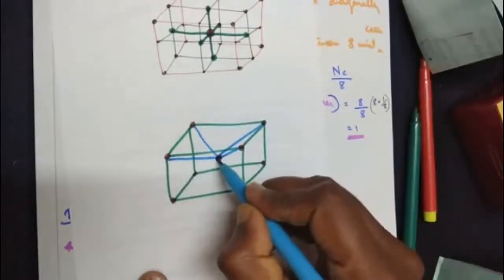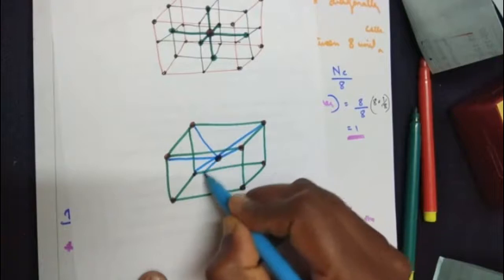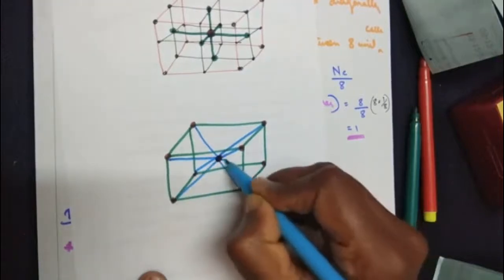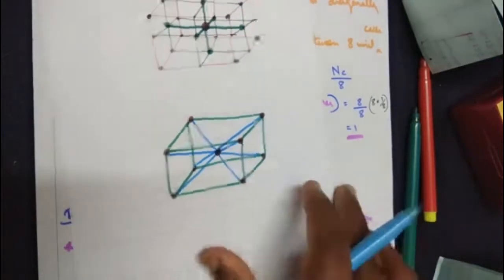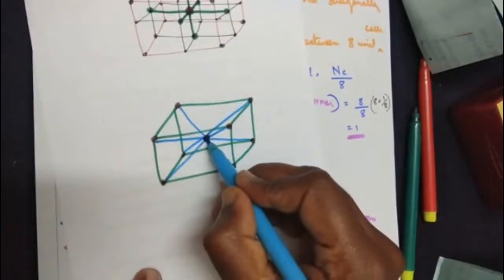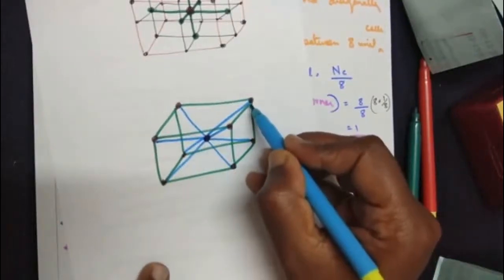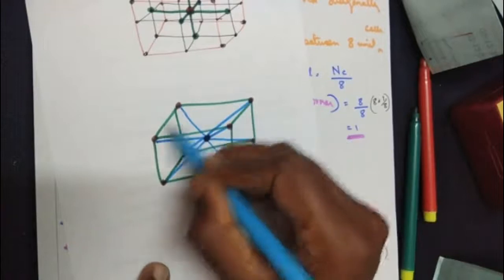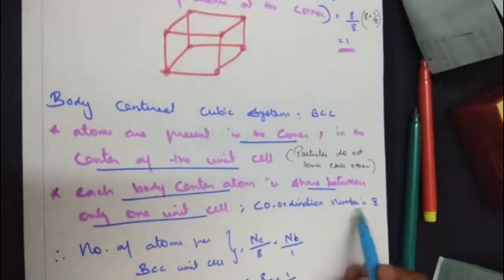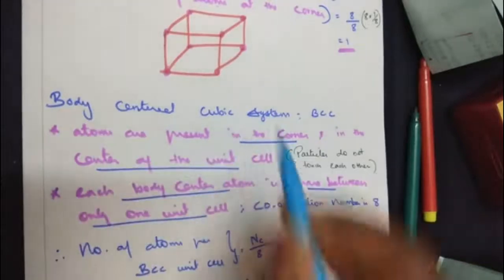The lower layer, again, what's the calculation? They will be connected to the leftover 4 corners. So this is the meaning of one atom being surrounded by how many neighbors? 1, 2, 3, 4, 5, 6, 7, 8. This is the meaning of coordination number being 8 for the body centered.